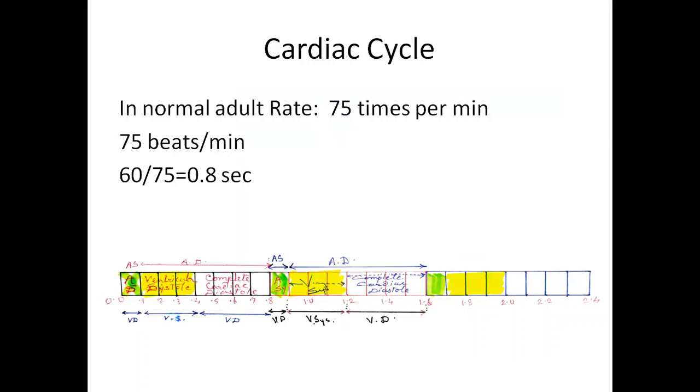Previously we already learned the different steps or stages of the cardiac cycle. As we know, in a normal human adult, the rate of the cardiac cycle, or heartbeat, is about 75 times per minute. If 75 beats take place in 1 minute, then each beat, or each cycle, will take 0.8 second. So let us see which events take place in the cardiac cycle.